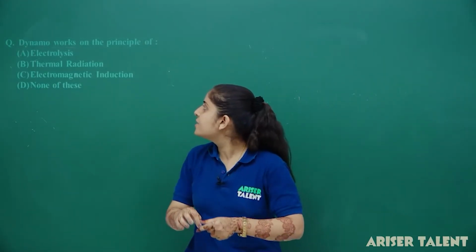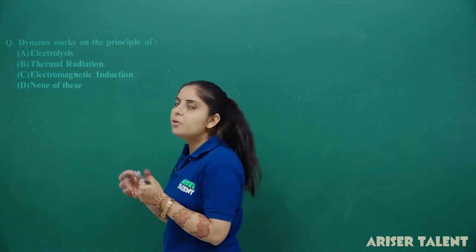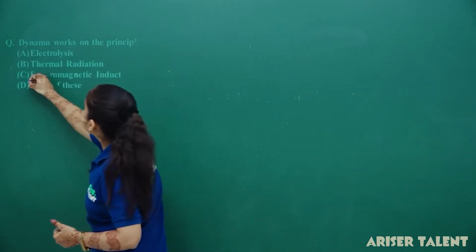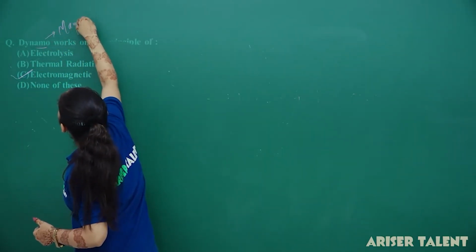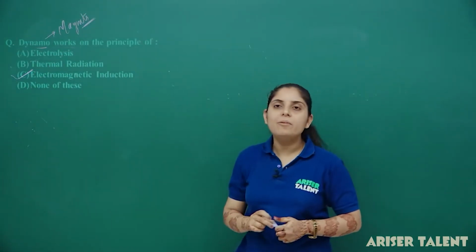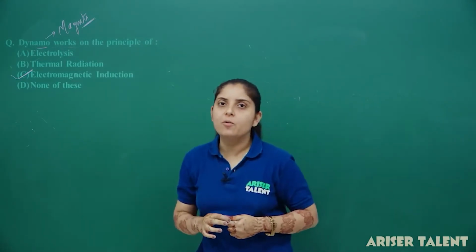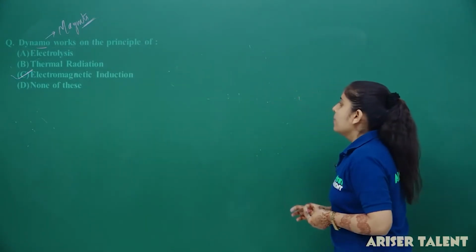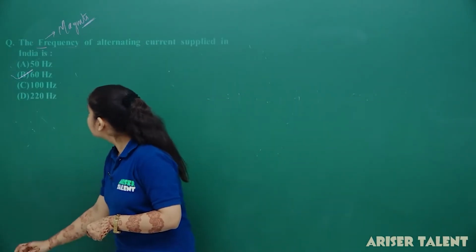So let's check the options here. Electrolysis, wrong statement. Thermal radiation, wrong statement. Electromagnetic induction, correct. Because a dynamo has magnets in it, or we can say that it is a very huge magnet, its principle will be electromagnetic induction, and it is again a very simple question. Now let's move to the next question.